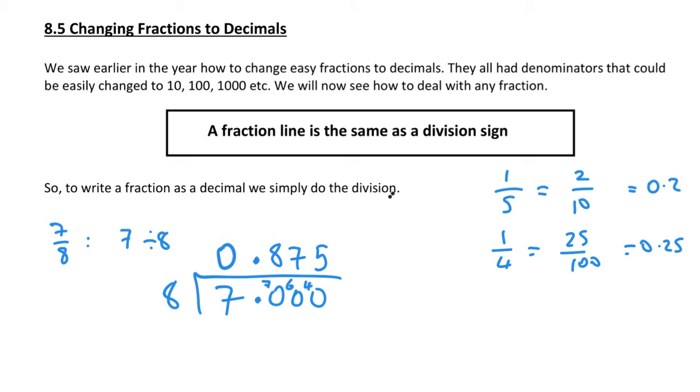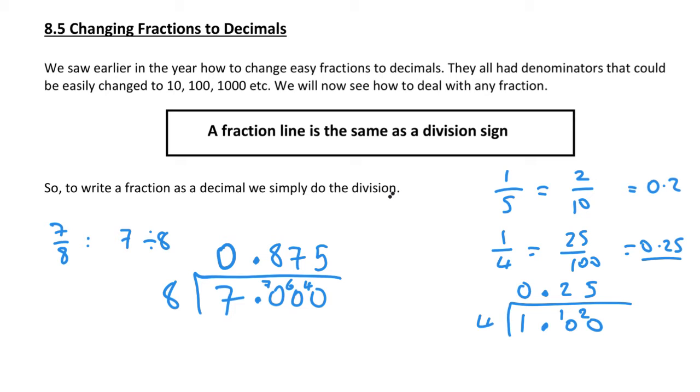Now this works for the other two examples that we looked at, 1/5 and 1/4. So we could do 1 divided by 4. I'm going to put in a couple of decimal places and line up my decimal points. 4 into 1 doesn't go, we'll carry the 1. 4 into 10 goes twice with 2 left over, and 4 into 20 goes 5, which matches up with what we already knew.